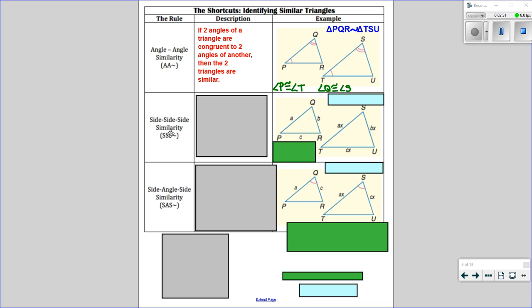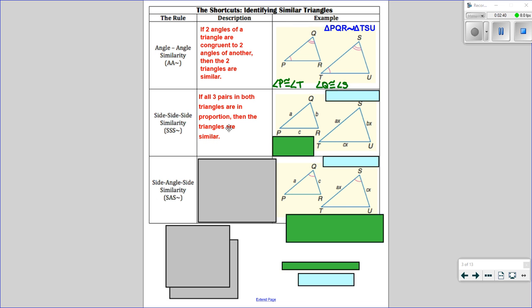Then we have side-side-side similarity, and that little squiggly line represents similarity. It states that if all pairs of corresponding sides in both triangles are in proportion, then the triangles are similar. Remember the key word, proportion. When you hear that the sides are in proportion, then you know that the triangles are similar. So we have here A over AX is equal to B over BX and is equal to C over CX. So these sides are in proportion.